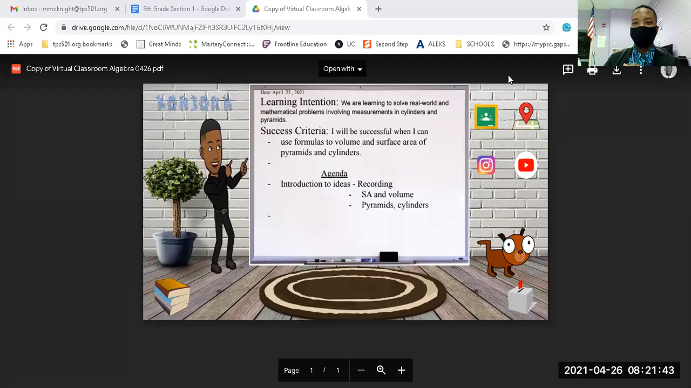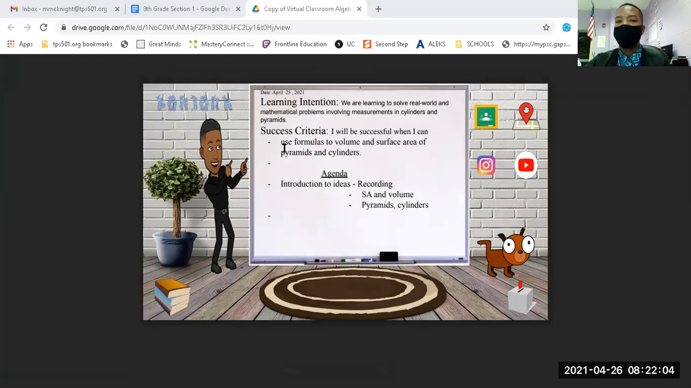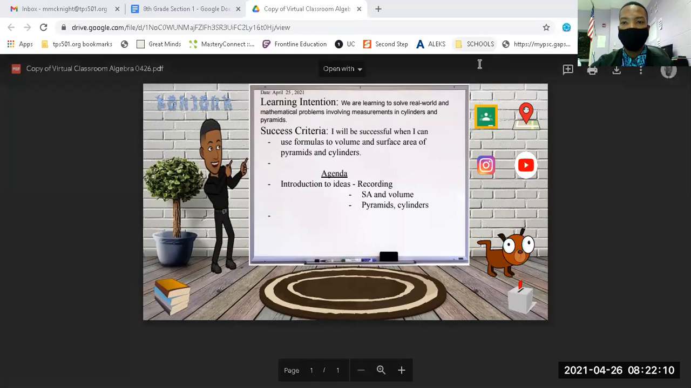Welcome to class. Today, we are going to be learning about the volume and surface area of cylinders, but we're also going to look at some pyramids. Our learning intention states we are learning to solve real-world problems mathematically for measurements in cylinders and pyramids. In order to be successful, we're going to need to be able to use the formula as needed to find the volume and surface area of pyramids and cylinders.